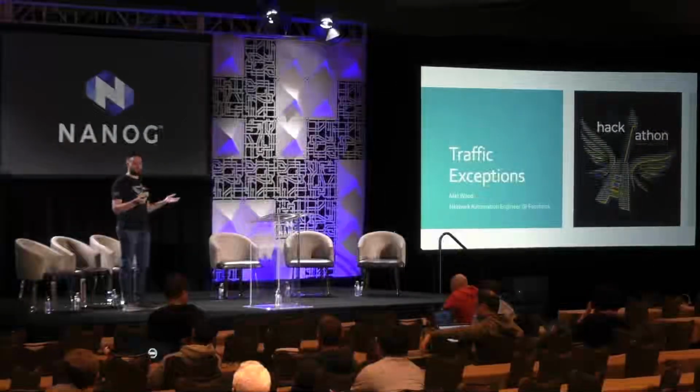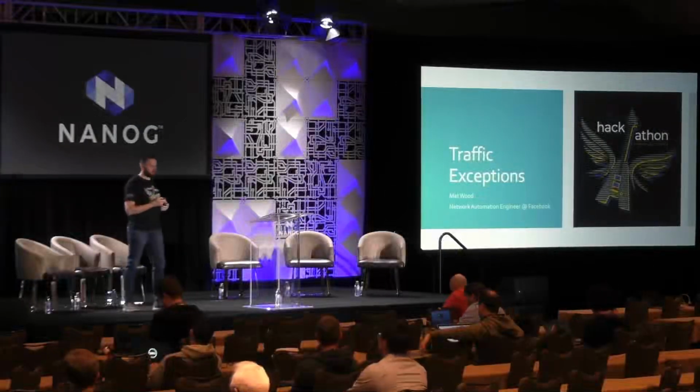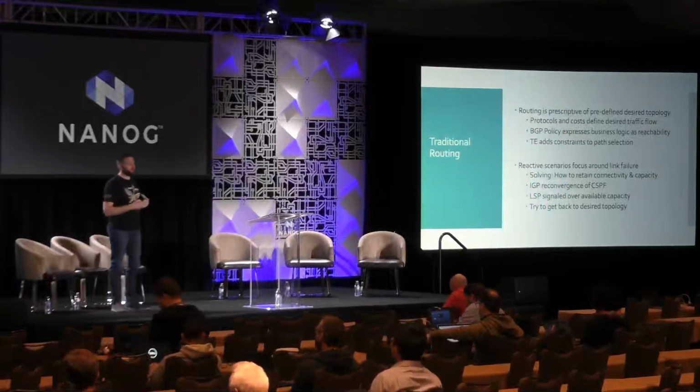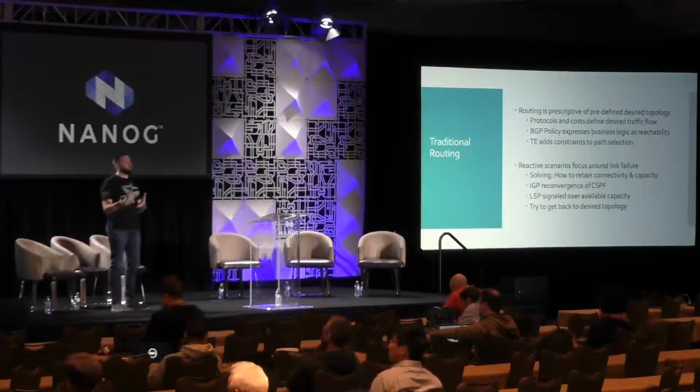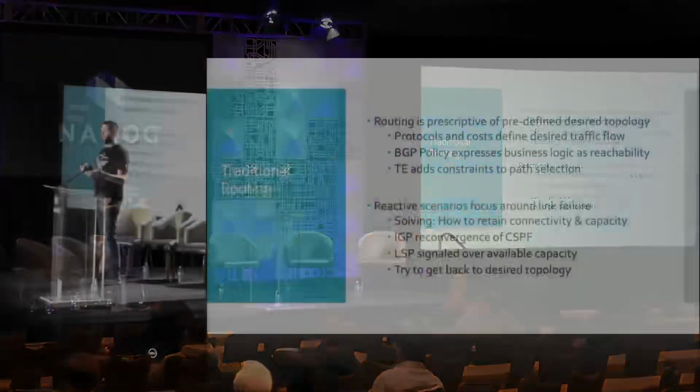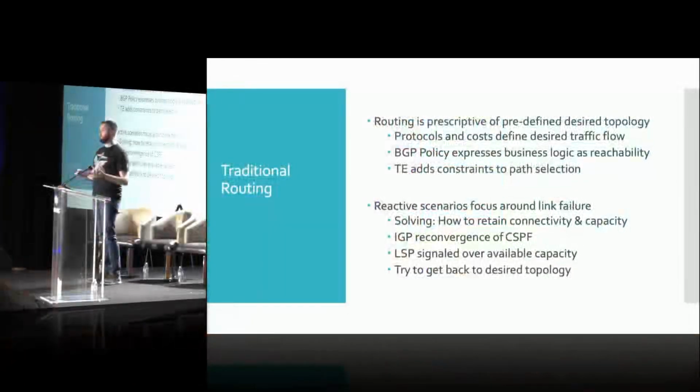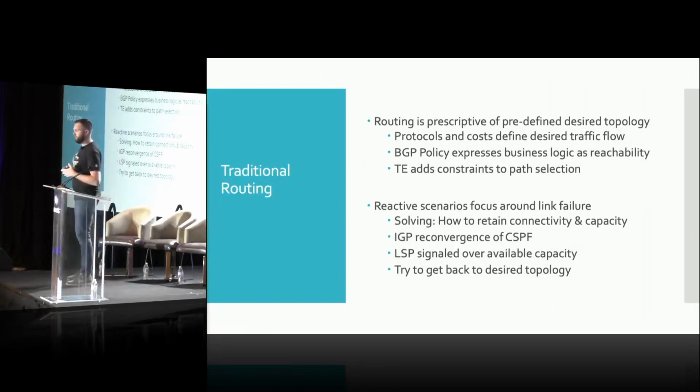The theme we had for the hackathon this session was traffic exceptions. So we know that in traditional routing, we have prescriptive desired topologies, and we use protocols and costs to define desired traffic flows. We use BGP policy to express business logic as reachability, or we can use TE to add constraints to our path selection. Reactive scenarios tend to focus around link failure, and we try to solve how we retain connectivity and capacity. So we have IGP reconvergence of constraint SPF, LSP signals over available capacity, and really all this work is to try to get back to our desired topology.